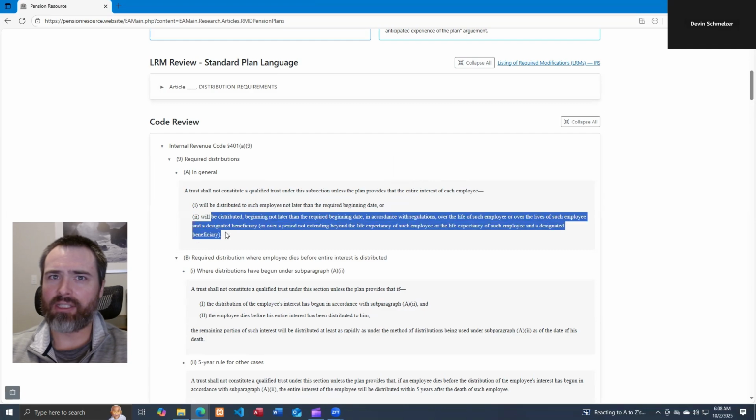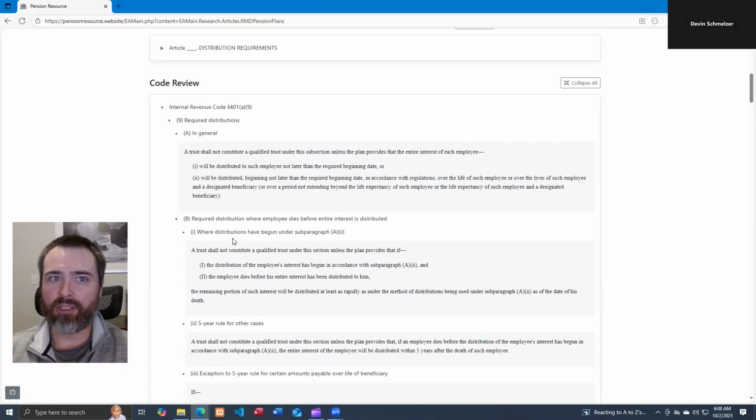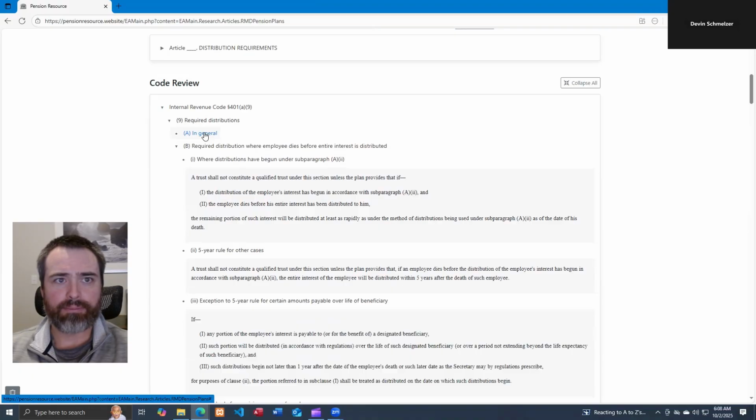A plan either needs to pay out all their benefits before the required begin date or start paying their benefits with the intent to fully distribute their benefits over the life expectancy of that individual. Sounds simple enough. Either get the money out of the plan or follow some lifetime payment rules.